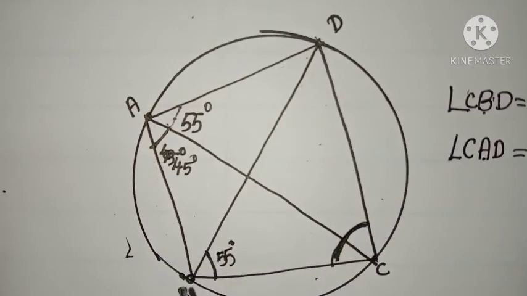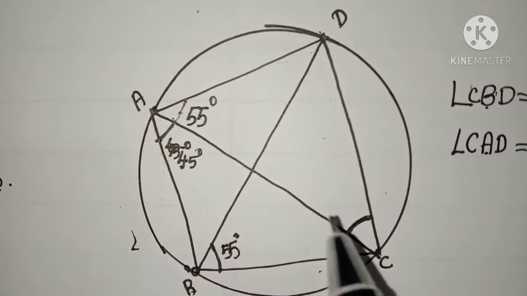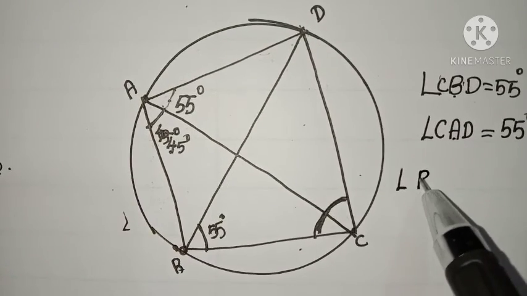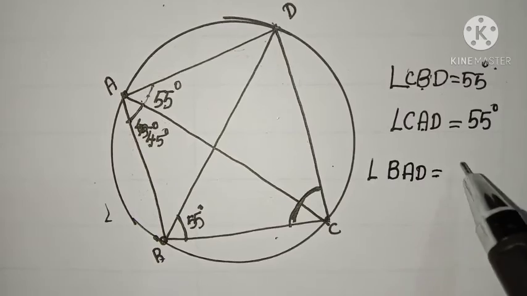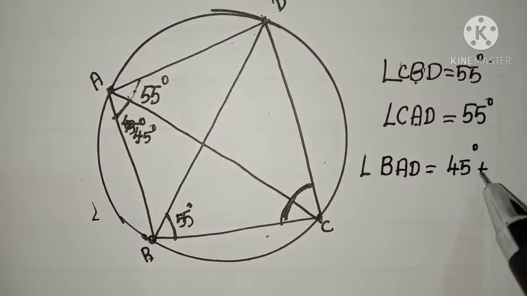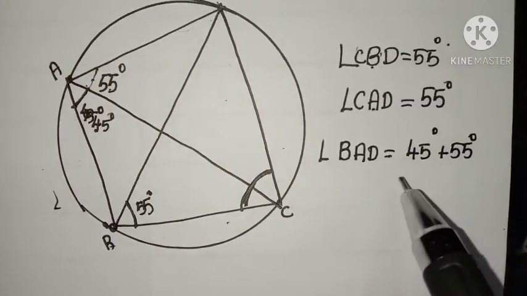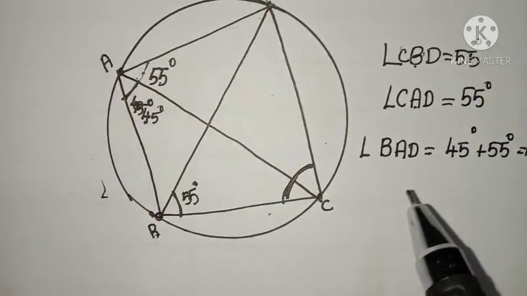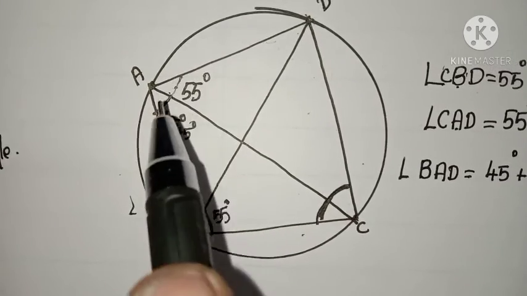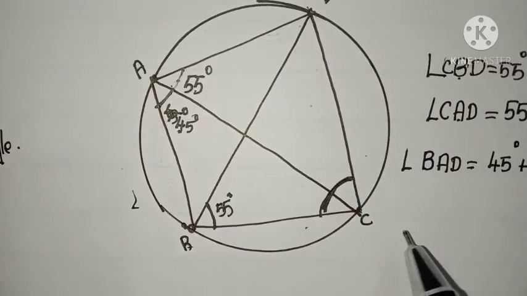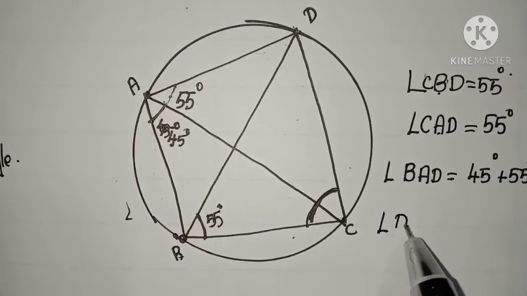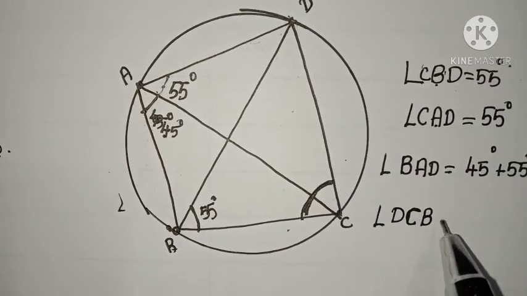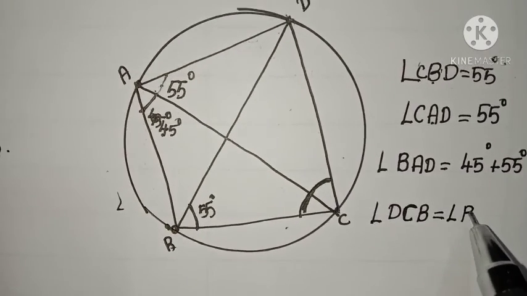So BAC is 45 and CAD is 55. What is the total angle BAD? The total angle is 45 degrees plus 55 degrees, which is 100. Angle BAD is equal to 100. If this angle is 100, what about this angle C, or DCB? Angle DCB is the same as angle BCD.